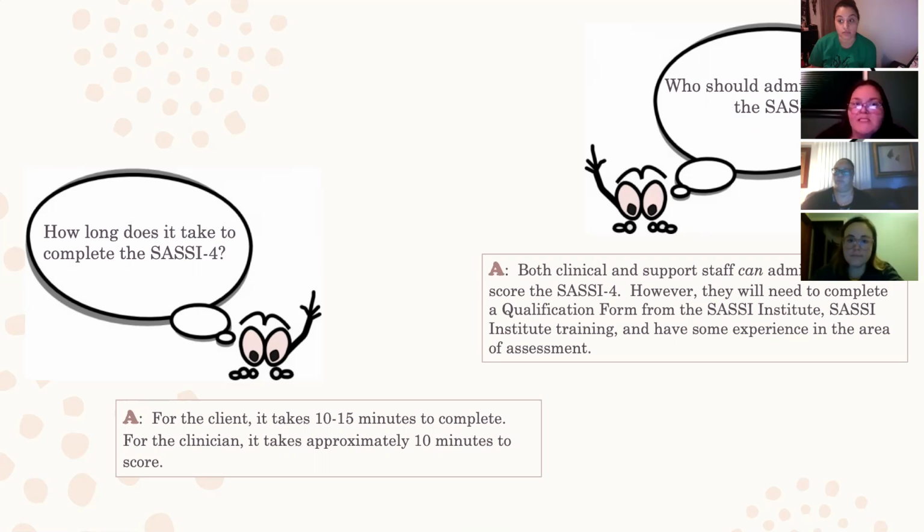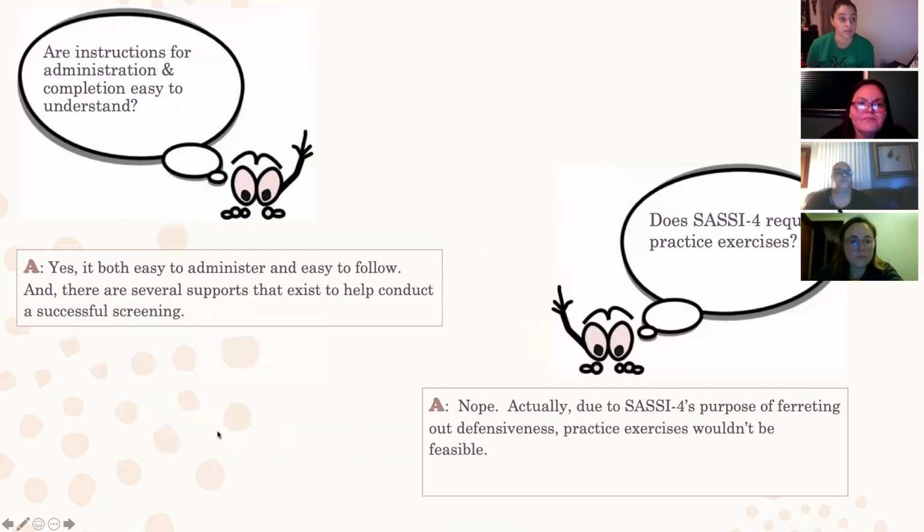Okay, so how long does it take to complete the SASSI-4? For the client, it takes about 10 to 15 minutes to complete. For the clinician, it takes approximately 10 minutes to score. Are there instructions for administration and completion, and are they easy to understand? The answer is yes. It's both easy to administer and easy to follow, and there are several supports that exist to help conduct a successful screening.